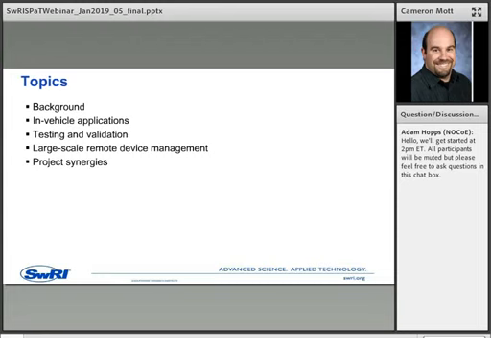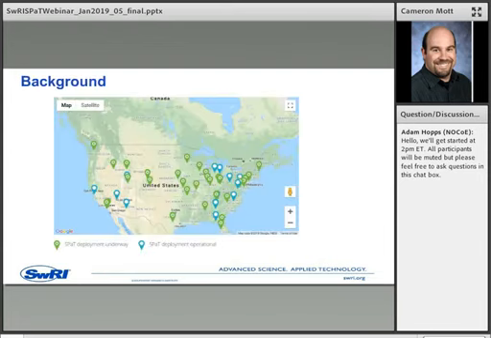I'm going to wrap it all up by bringing in some of the other projects where there are synergies and connections to this effort. I'm told that questions should be saved until the end of all of the presentations, but we welcome people to put questions into the chat box on the right-hand side.